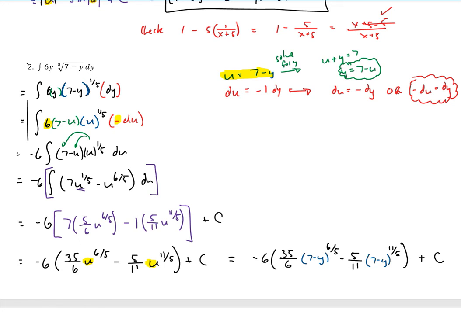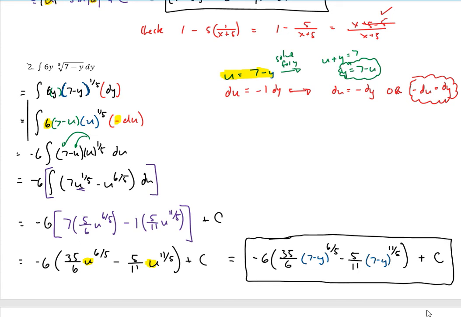That's annoying. And again, we could check. I'm going to skip the check. It would take a little bit of time, and if you want to check it on your own, you can do it. But this is it. That's our final answer.